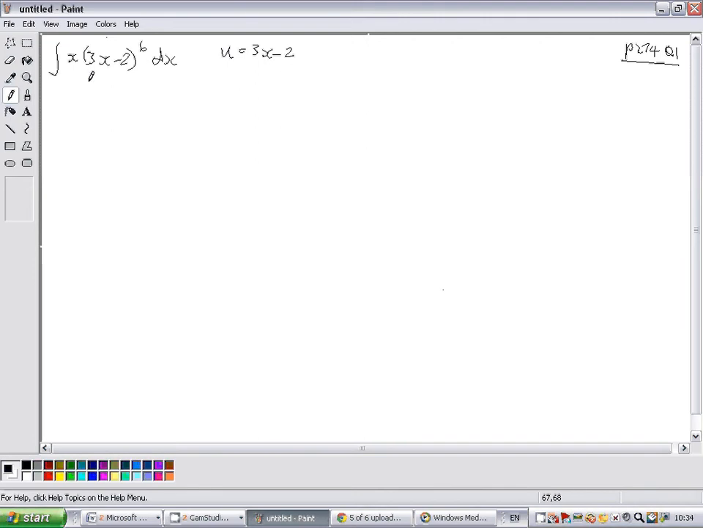Question 1. I've written out the question here. It's integration by substitution, and you can see why this substitution has been chosen. It's given in the question, but again, the thing that's in the bracket there to the power 6, that's what's causing us the issue, so that's why that's been chosen.